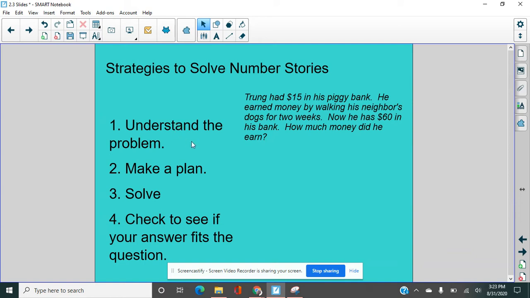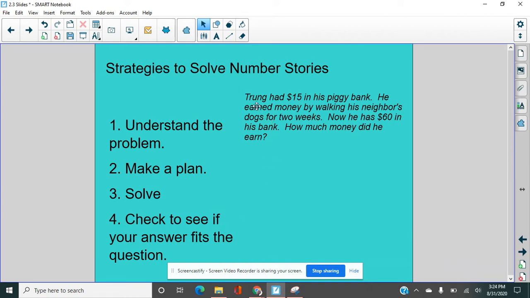So many students have problems with number stories because they just look for the numbers and then they make a guess of what they should do. Like, oh, I'm just gonna, I don't know, add all these up. But that's skipping the first step. They're not taking time to understand the problem. Then make a plan. What do you think you should do? Then solve it, and then lastly, check to see if your answer fits the question. You're going to need to look back into the problem to see if what you wrote fits.